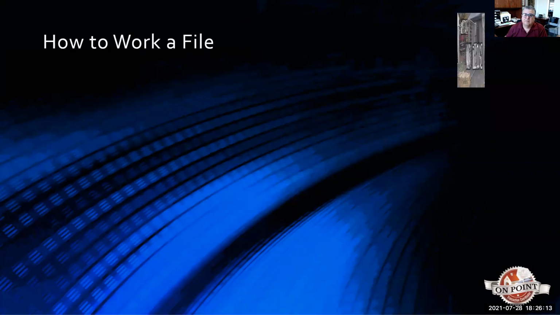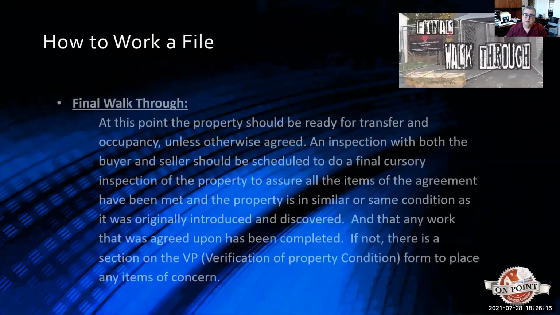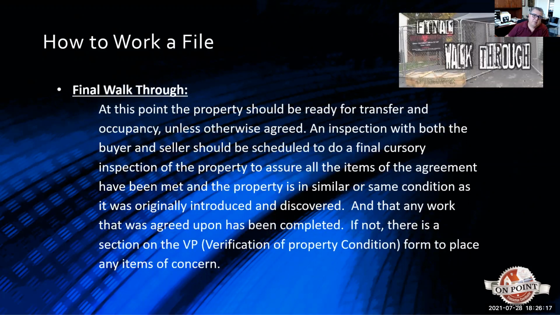All right, moving right along. All right, so the final walkthrough. At this point, the property should be ready for transfer and occupancy unless otherwise agreed. An inspection with both the buyer and seller should be scheduled to do a final cursory inspection of the property to ensure all the items of the agreement have been met and the property is in similar or same condition as it was originally introduced and discovered.